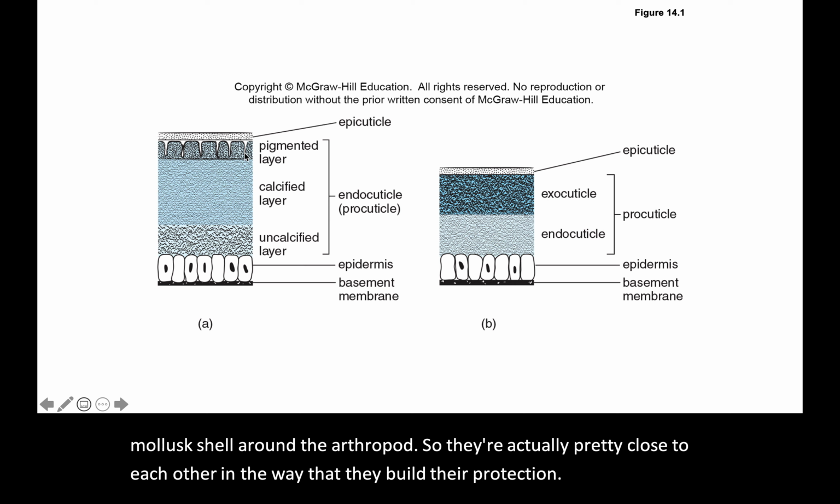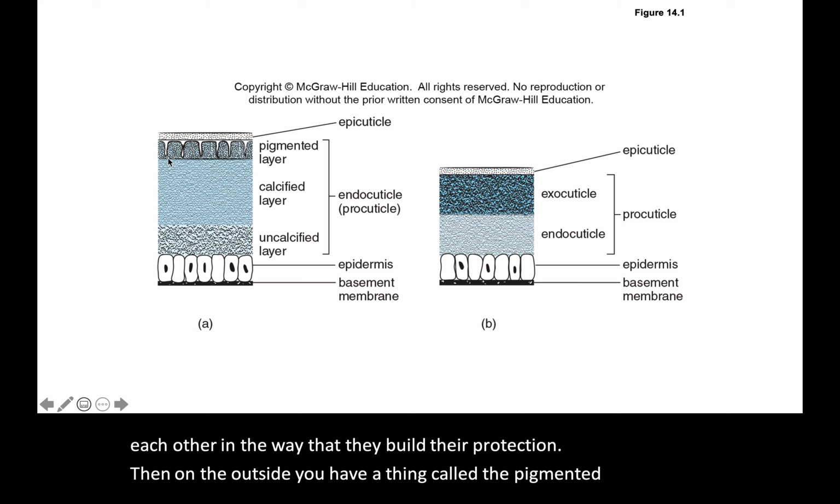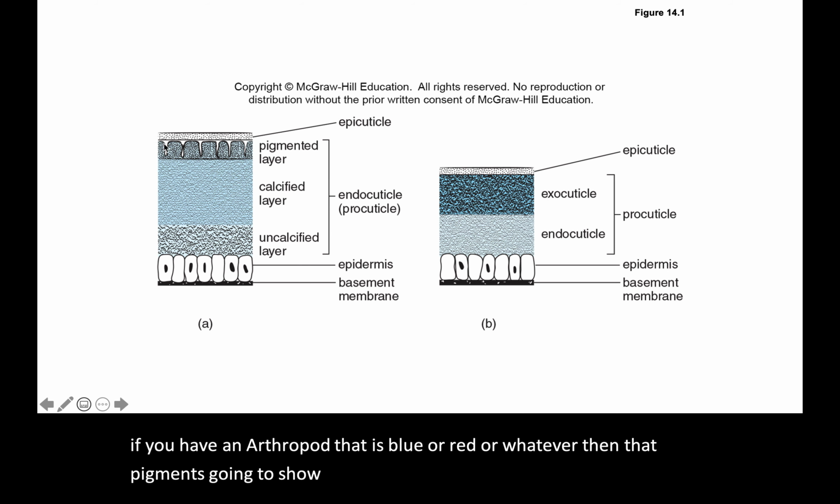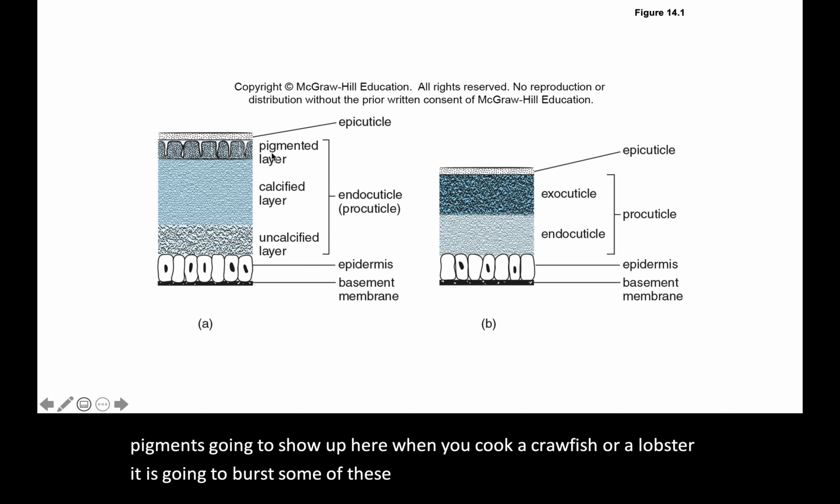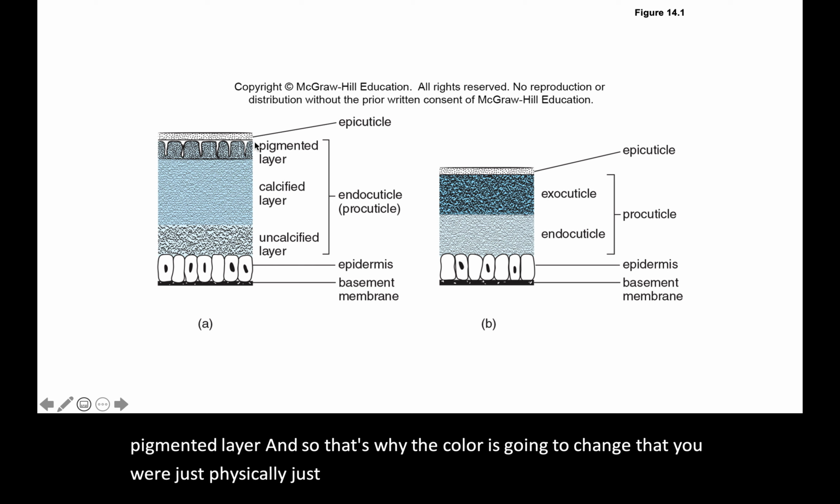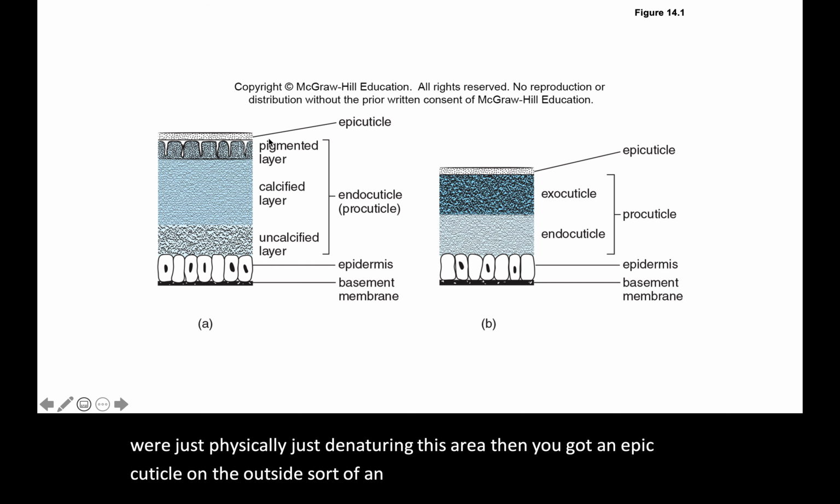Then on the outside, you'll have a thing called the pigmented layer. If you have an arthropod that is blue or red or whatever, then that pigment's going to show up here. When you cook a crawfish or a lobster, it is going to burst some of these little pigment pouches in the pigmented layer, and that's why the color is going to change. You're just physically denaturing this area. Then you've got an epicuticle on the outside, sort of a nice shiny little protective layer.